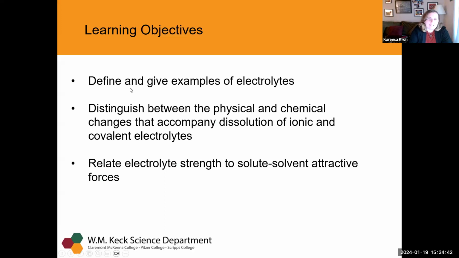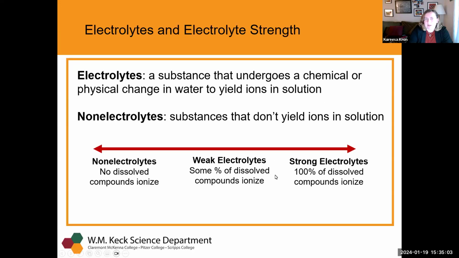Our learning objectives for today are to define and give examples of electrolytes, to start to distinguish between the physical and chemical changes that accompany dissolution of ionic and covalent electrolytes, and to relate electrolyte strength to solute-solvent attractive forces. So what is an electrolyte?